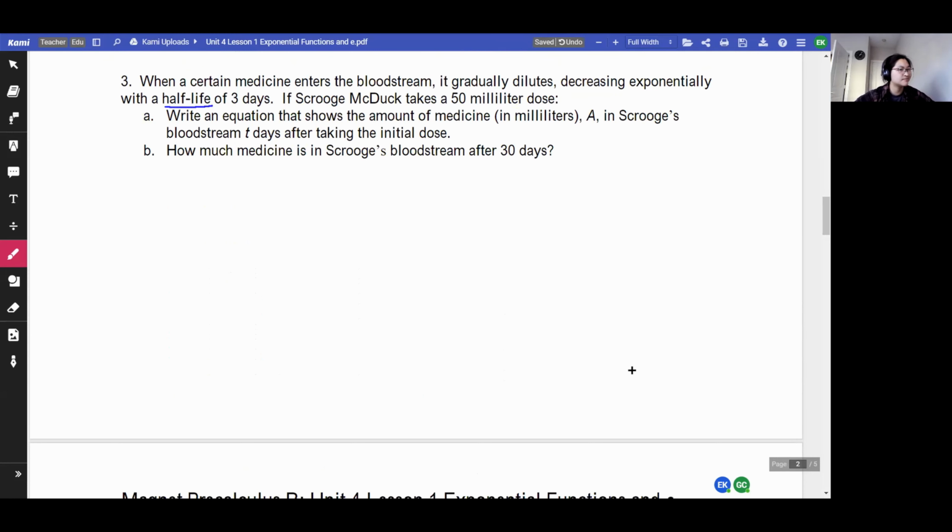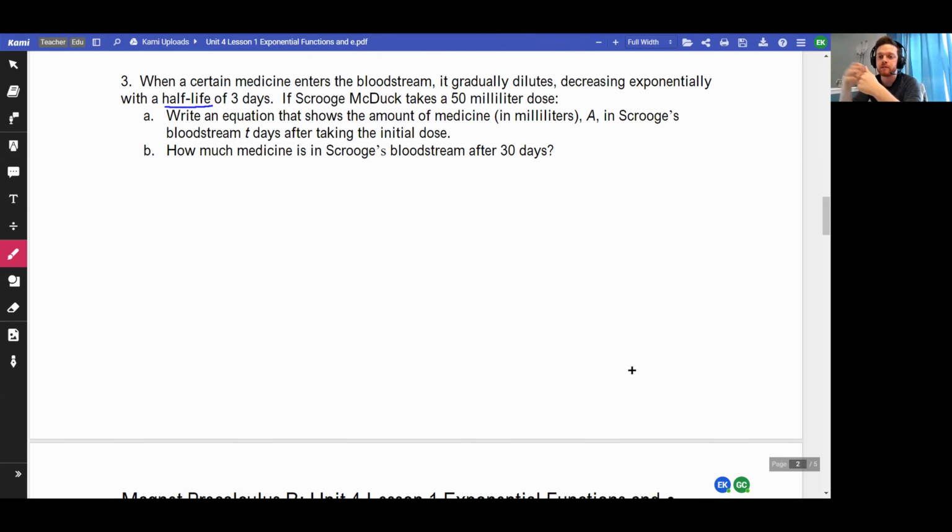So half-life is the time it takes. Usually things that help me out here. Like what has half-life? Radioactive decay tends to be counted in half-lives. And medicine as well. It is the time it takes for a substance to decay to half its size. So in this case, we have a 50 milliliter dose of a medicine. We're being told that it has a half-life of 3 days.